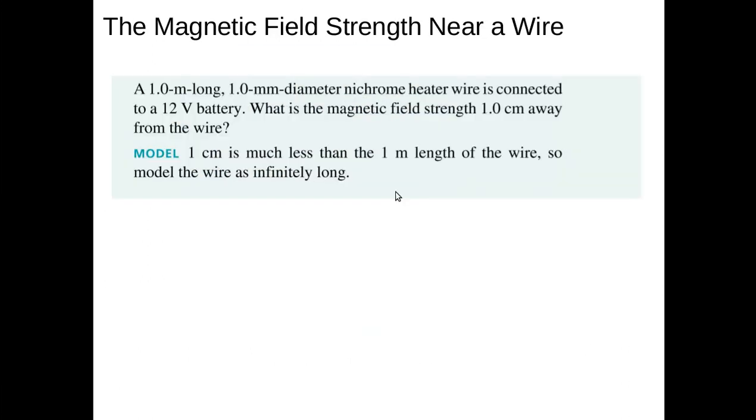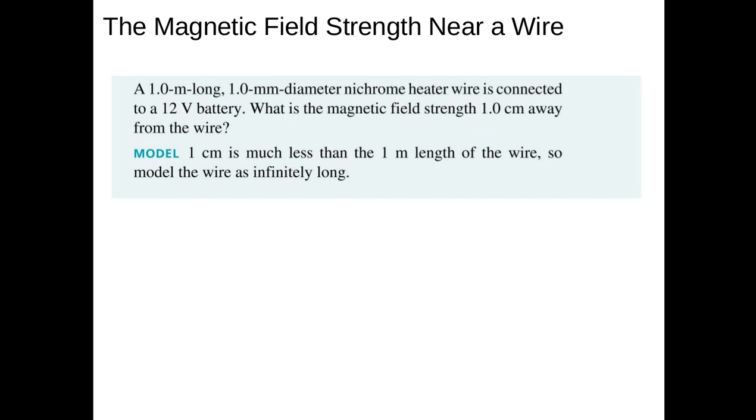So we'll do a basic example here. We've got a 1 meter long nichrome wire, and it's got a diameter of 1 millimeter. So it's connected to a 12 volt battery. We want the magnetic field strength 1 centimeter away from the wire. Now in these examples we can neglect the length of the wire. We're really just concerned with our position relative to the center of the wire.